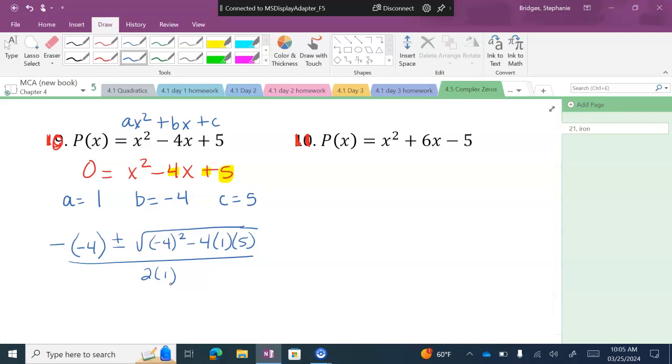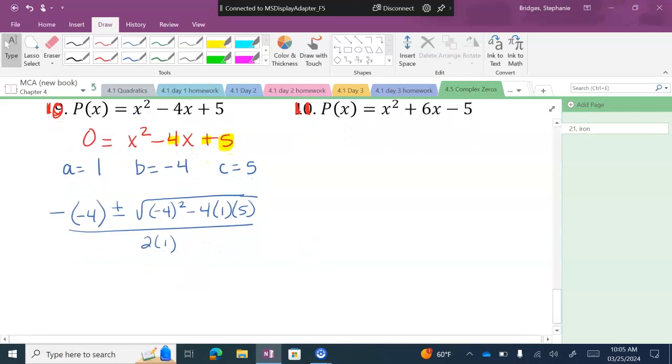Start simplifying under your radical first. However, what is the opposite of -4? +4. Okay, plus or minus. What is -4 squared? Okay. And then -4 times 1 times 5 is... at the bottom, 2 times 1 is just 2.